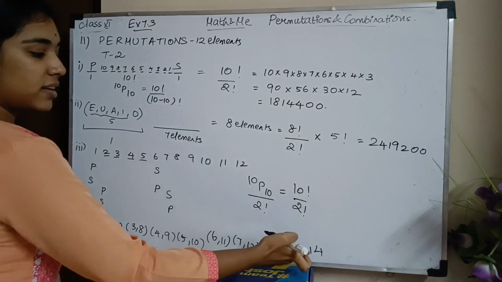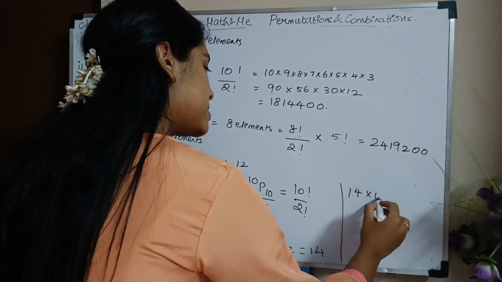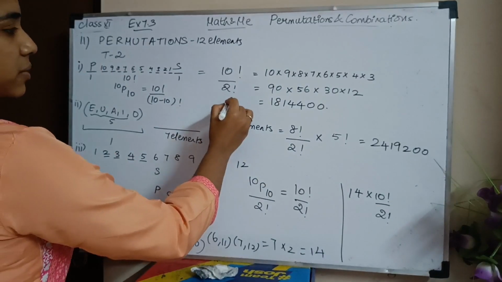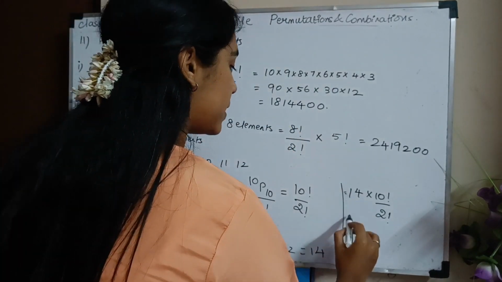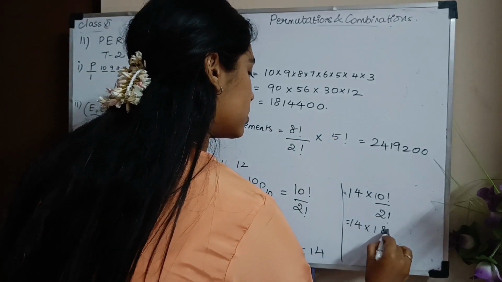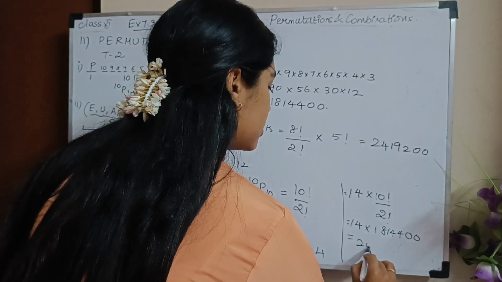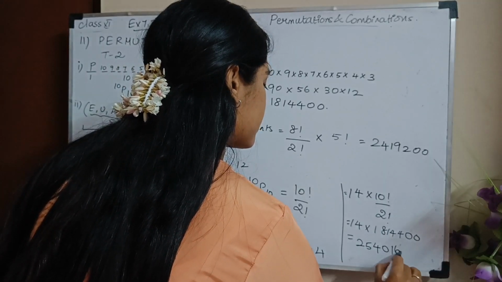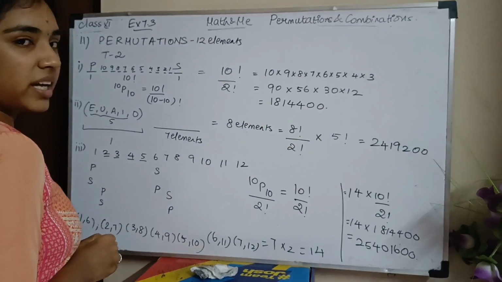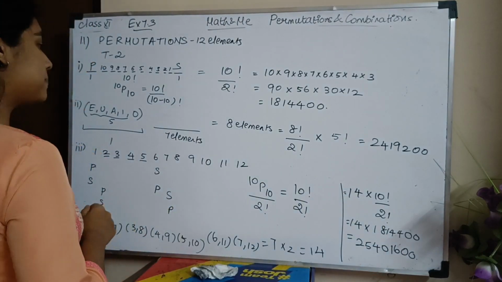But in how many ways can we arrange P and S? 14. So what will be my final answer? 14 times 10 factorial divided by 2 factorial. 10 factorial divided by 2, we already did it here. So that will be 14 times 1814400. So this will be my final answer. Please do all the calculations. I had already done the calculation beforehand, so I'm just writing the final answer. Please do the calculation. Okay.